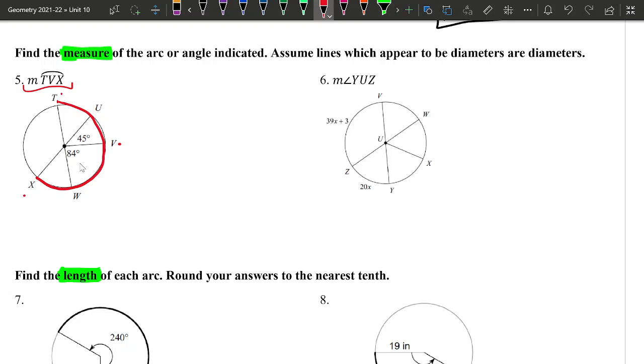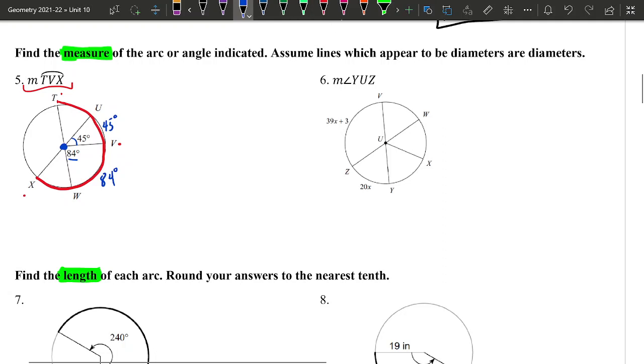I only have 45 and 84 degrees for the central angles. They are central angles because the vertex of those angles is in the center of the circle. And I know that the arc measure equals the central angle measure. So if this angle is 45 degrees, it's a central angle because the vertex is in the middle, then that arc is also 45 degrees. The next one is 84 degrees. So that arc is 84 degrees because the vertex is in the center of the circle.